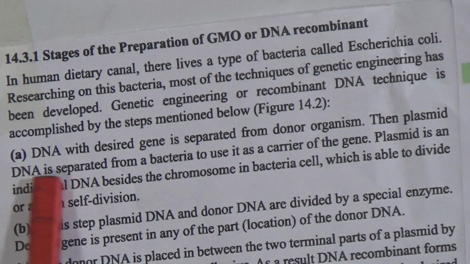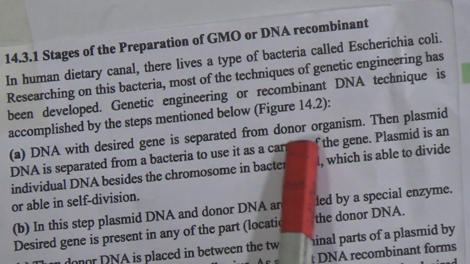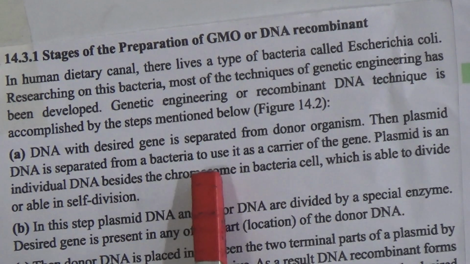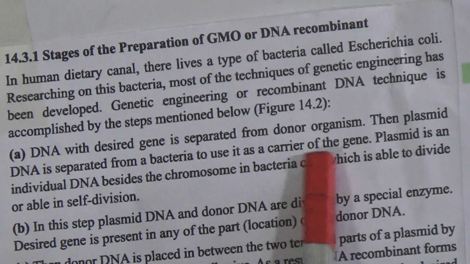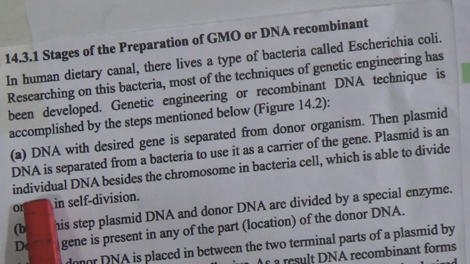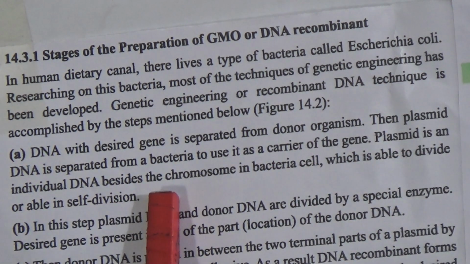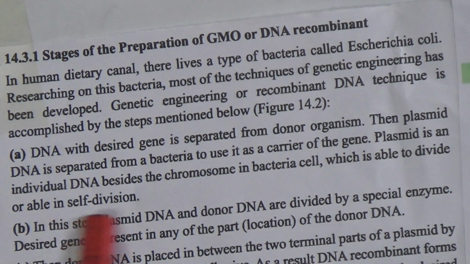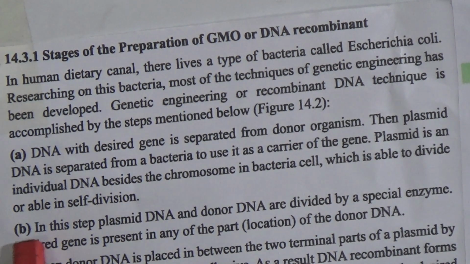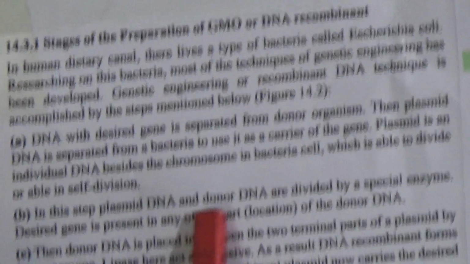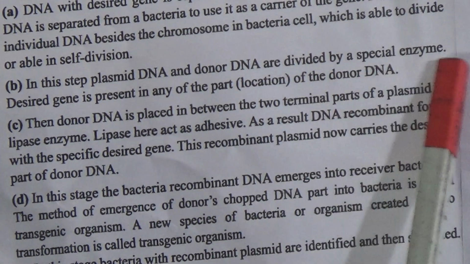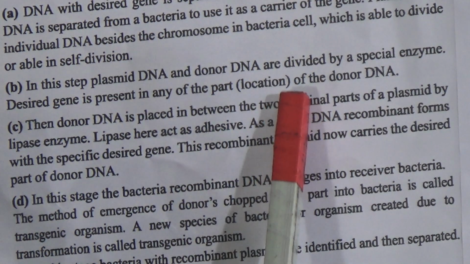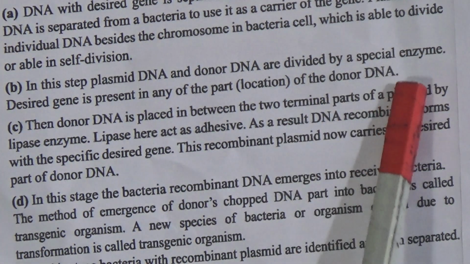First step: DNA with the desired gene is separated from the donor organism, then plasmid DNA is separated from the bacteria to use it as a carrier of the gene. Plasmid is an individual DNA besides the chromosome in the bacteria which is able to self-divide. Now come to the next one. In this step the plasmid DNA and donor DNA are divided by a special enzyme. The desired gene is present in one of the parts of the donor DNA.